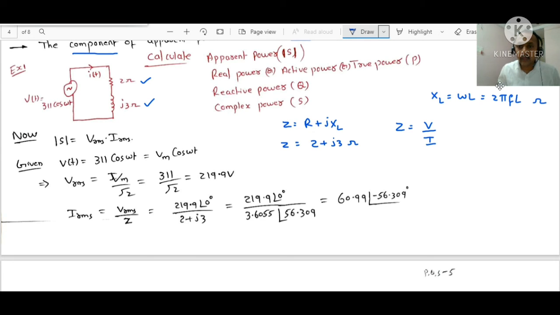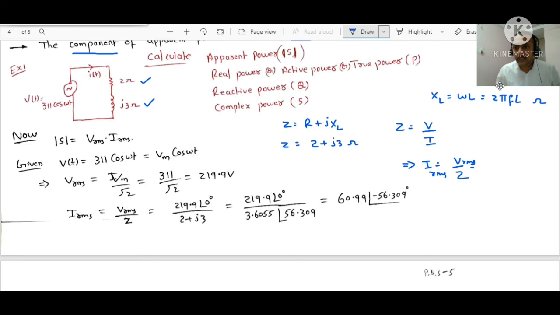Now if I ask for current, this is where most of the students will commit the mistake. That implies current I equal to V by Z. Very good. But in place of V, you should not write this 311 cos omega t. If you write that, the entire problem goes wrong. Why? Because this V is the phasor of the given sinusoid. That is important. If I want the RMS value, if I want Irms, then you will take the phasor of Vrms.